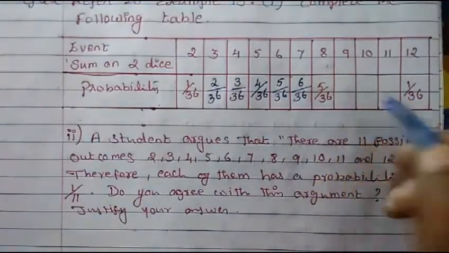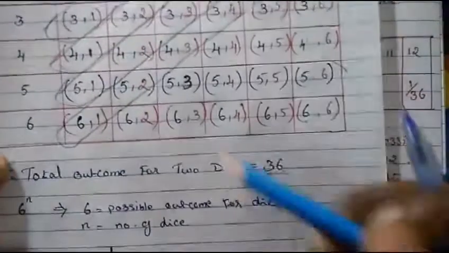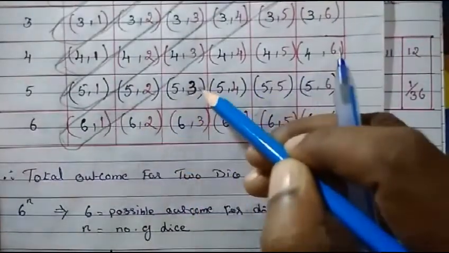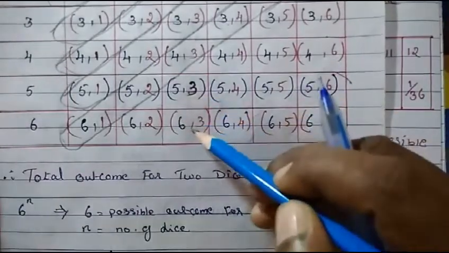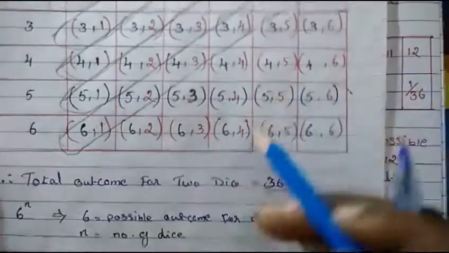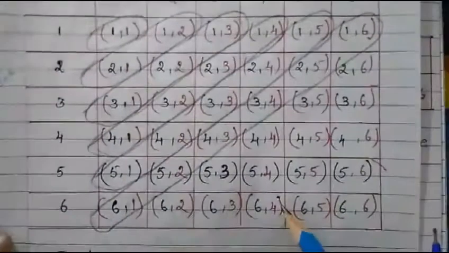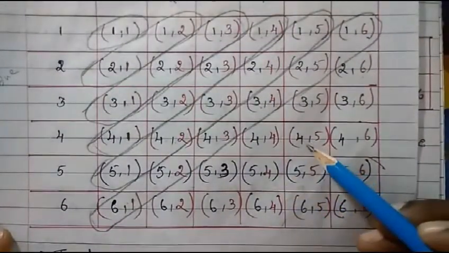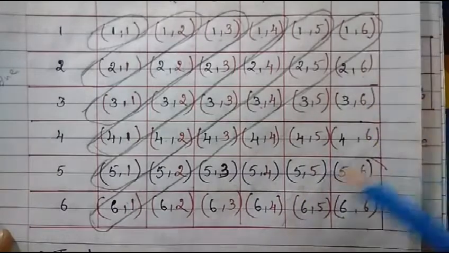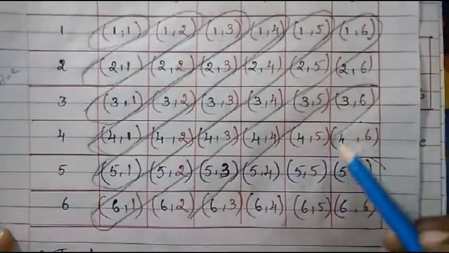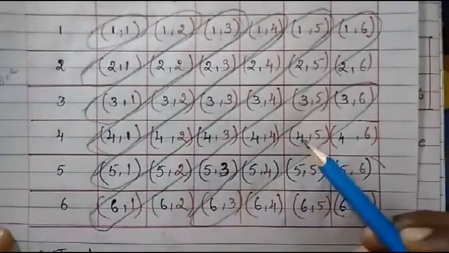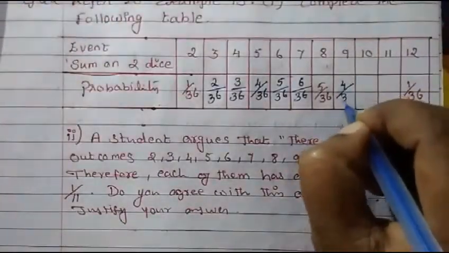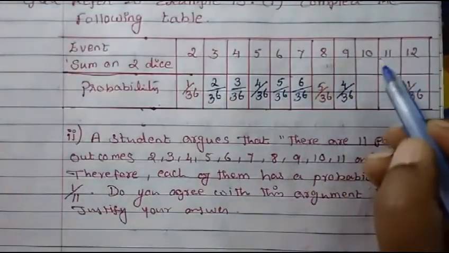For 8 is given already. For 9 we find out. Now 6 plus 2 is 8, so we don't want 8, we want 9. 6 plus 3 is 9, 5 plus 4 is 9, 4 plus 5 is 9, 3 plus 6 is 9. So here we have 1, 2, 3, 4. 4 possible outcomes out of 36 possible outcomes.